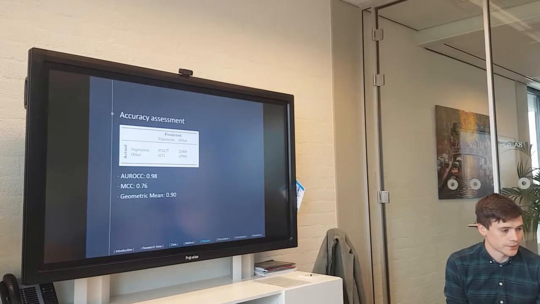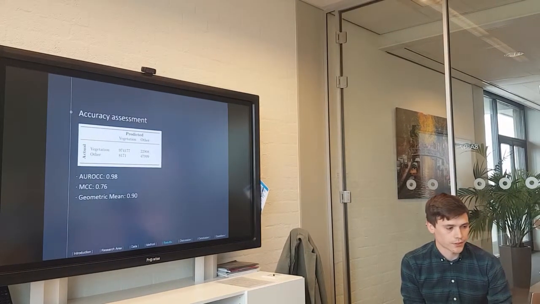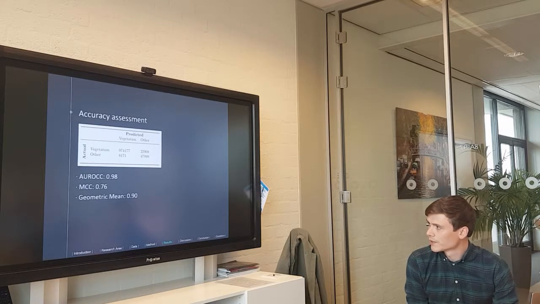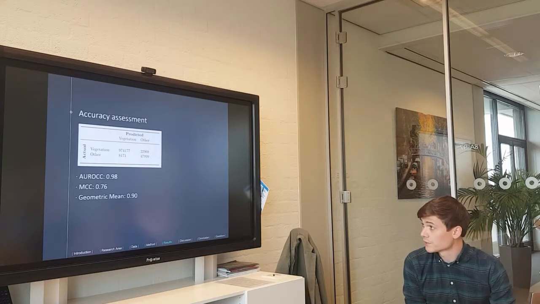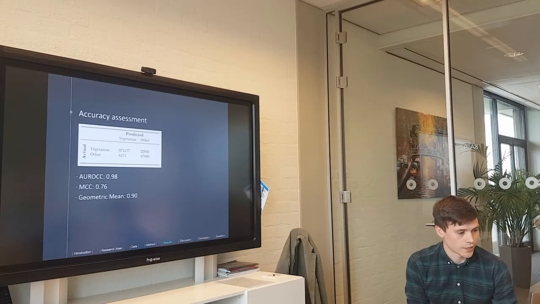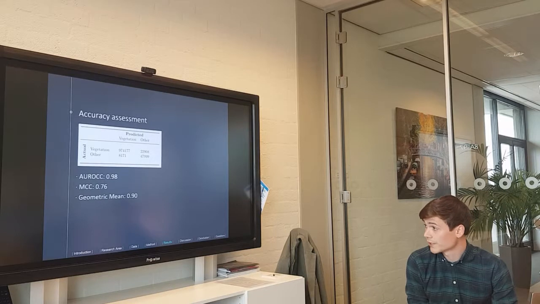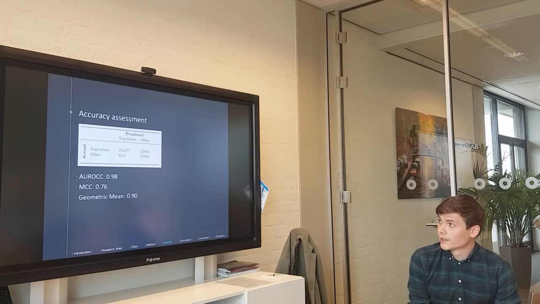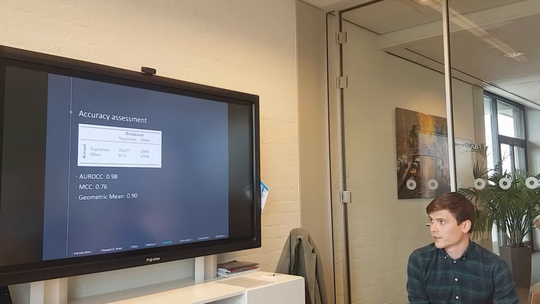If you look at the metrics we used, you see the area under the ROC curve is very high with a 0.98, which means that according to that metric the classes were separated really well. The Matthews correlation coefficient is also high, showing a high correlation between the observed and the predicted classes. And the geometric mean is also high with a 0.9, where of course the vegetation class was way higher than the other class.